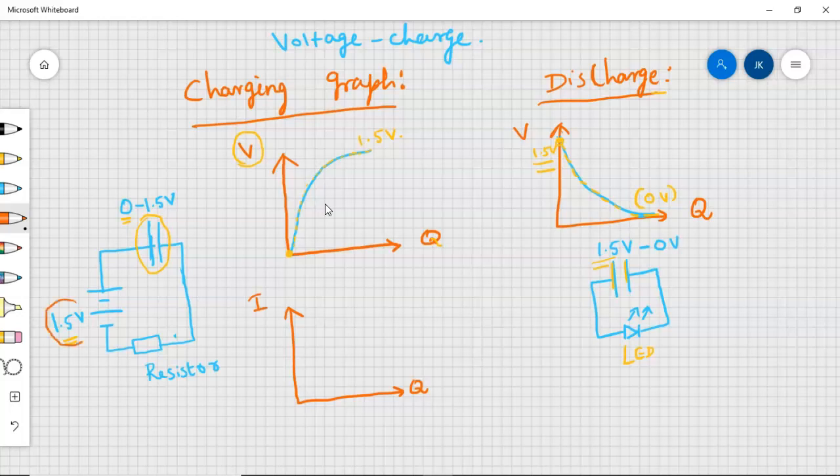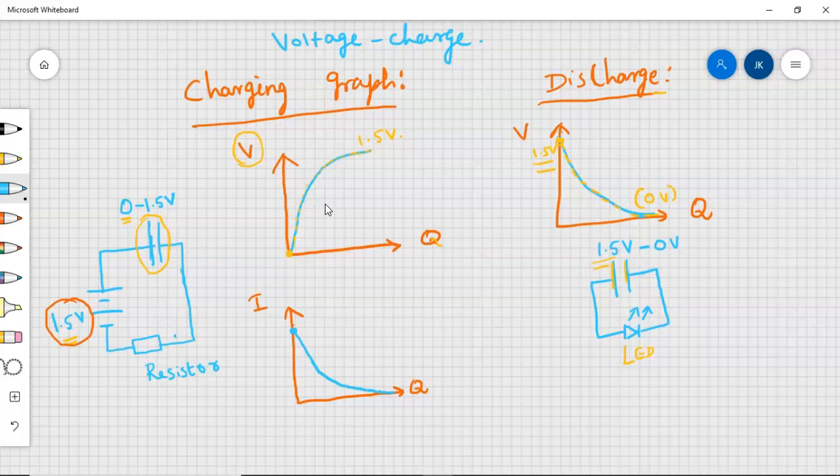Initially, the battery supplies the full energy to the circuit, so there will be the maximum current because the battery has a full energy source. It supplies the full energy, so the rate of flow of charge will be higher. So initially the current in the circuit is high. As the capacitor is being charged, the flow of charges decreases, so the current decreases to zero.